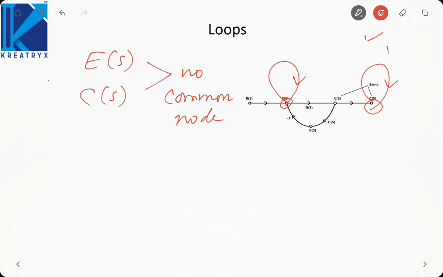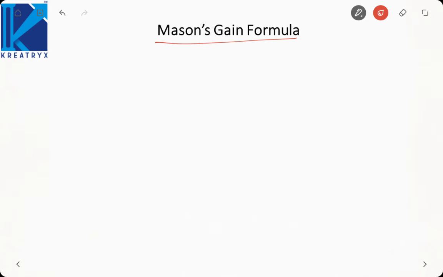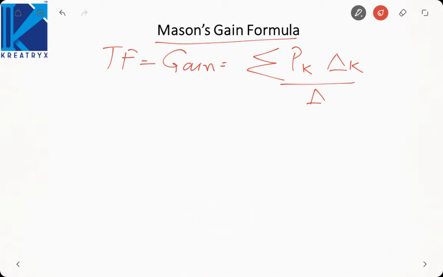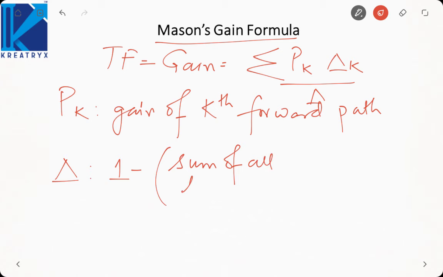Okay. So let us see how we can analyze a system in terms of these terms, or how we can find the transfer function of the system. That is given by Mason's gain formula. Transfer function is equal to gain, which is equal to sigma of Pk into delta k by delta. Pk is the gain of the kth forward path. Delta is basically 1 minus the sum of all loop gains.